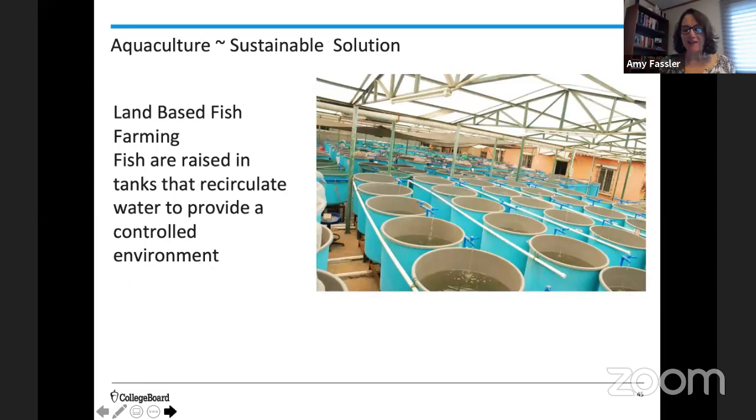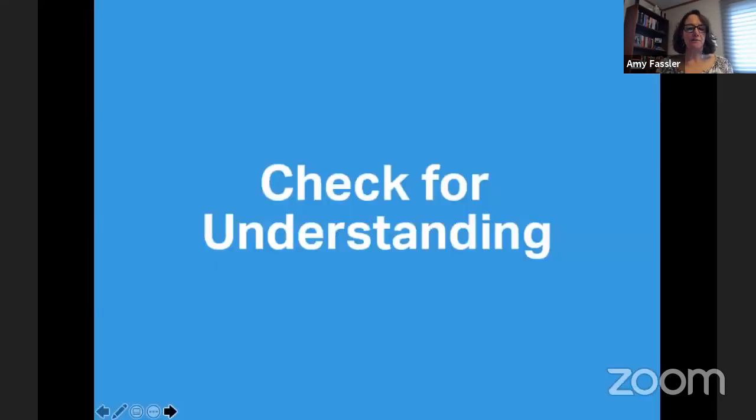To alleviate some of those problems, we do have sustainable aquaculture. This is land-based fish farming where fish are raised in tanks. That water is constantly being recirculated, cleaned, and put back in. So it's a sustainable use of water. It's growing fish in an environment in which I can control the quality of the water and the waste, and doesn't have the impact on coastal ecosystems that some aquaculture does.